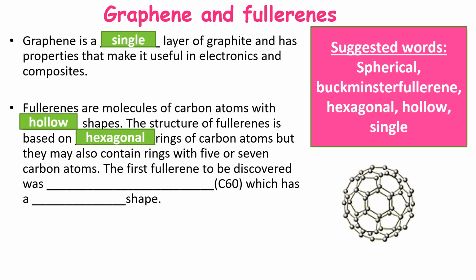Fullerenes are like the hollow shaped, okay? Hollow meaning it's kind of empty on the inside. So if you look at the picture of this ball over here, right? It's called Buckminster fullerene. It's a C60, so there's about 60 different atoms there, and it's hollow, okay? And that has a spherical shape, so it's kind of like a football shape.